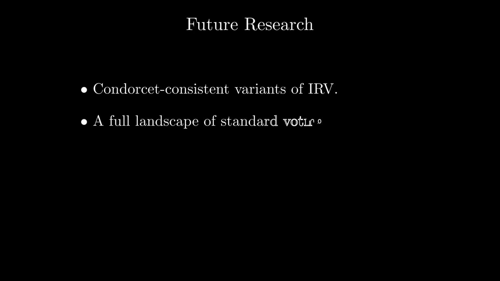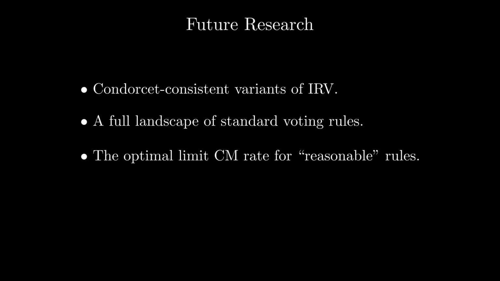Let us conclude with a few directions for future research. For Condorcet consistent variants of IRV, current manipulation algorithms are not efficient enough to assess empirically whether these rules are more robust than IRV itself, so it would be interesting to have theoretical results on their manipulability. More generally, we would like to have a complete picture of the limit CM rates of all standard voting rules. Ultimately, our goal is to determine the optimal limit CM rate in impartial culture among a broad class of reasonable voting rules. This would either confirm the superiority of IRV or identify new voting rules worthy of further empirical study.